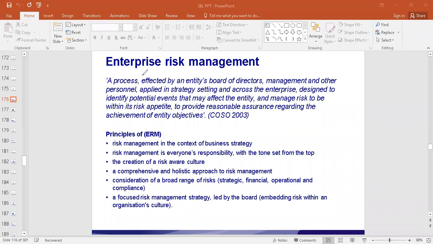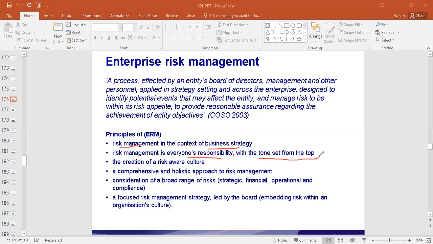Now, what are the principles of ERM? Principles of ERM: risk management in the context of business strategy. Risk management is everyone's responsibility. That's why people from all levels of management are part of this process. But the other day I did mention to you that for anything to be effectively implemented, the tone is always set at the top. If there is seriousness with the top management, everything can be effectively implemented.